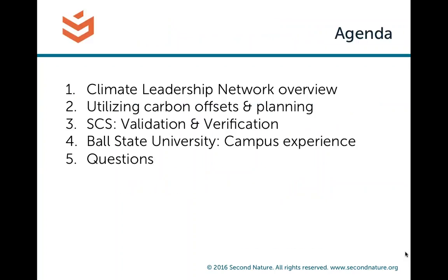So for the agenda today, first I'll give a brief introduction to the Climate Leadership Network, and more specifically how schools in the network can utilize carbon offsets as part of their climate action plans. Then we will hear from SCS, who will go into a bit more depth on the process of third-party validation and verification. And finally, we'll hear from Ball State University, a school that has been developing and selling carbon offsets for a few years now. And then at the end, we'll have some time for questions.